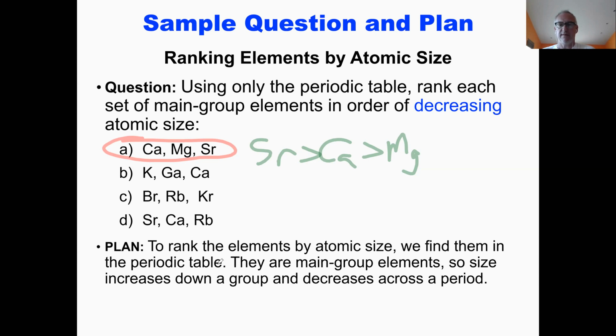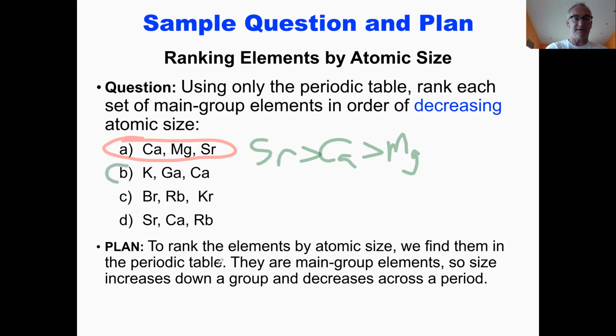Okay, so remember, in the same group, as we go down, we're adding a new shell. So each time we add a new shell, the size of the atom increases. Okay, then yeah, I stick with my answer. Okay, so they're all in the same group then. And strontium is the biggest, calcium, and then magnesium. I suspect you may be correct about that. Okay, let's look at the second one.